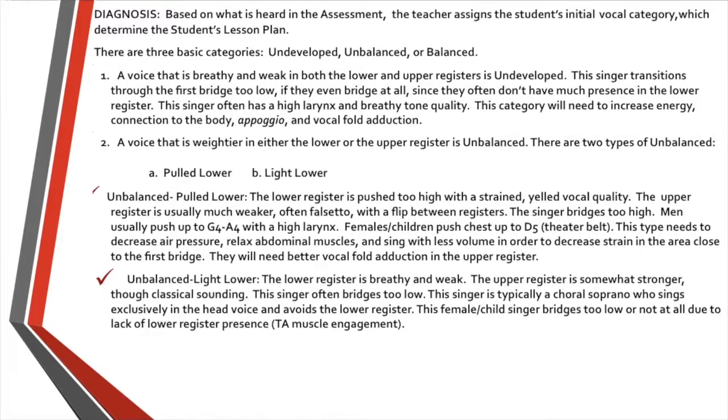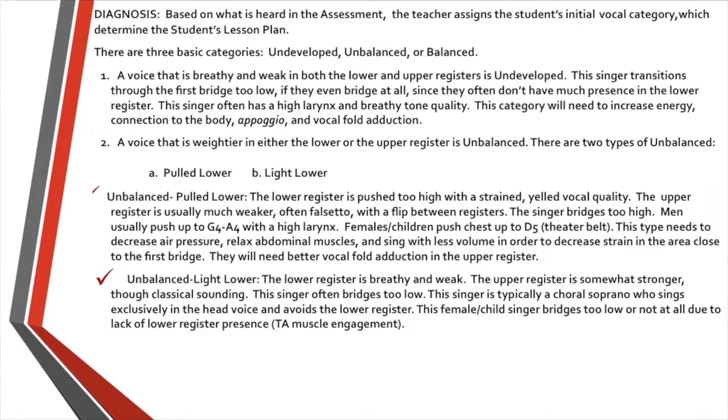Unbalanced light lower. The lower register is breathy and weak. The upper register is somewhat stronger, though classical sounding. This singer often bridges too low. The singer is typically a choral soprano who sings exclusively in the head voice and avoids the lower register. The female or child singer bridges too low or not at all due to lack of lower register presence or TA muscle engagement.